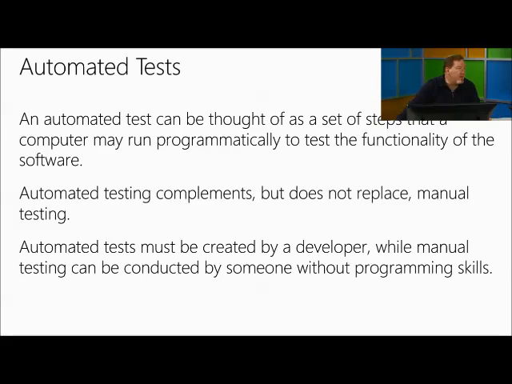So we've talked about automated tests before, Eric. It's really taking a set of steps that a tester can perform and doing them programmatically to test the functionality of the software. We know that automated testing definitely complements manual testing. It doesn't replace it, but it complements it. Automated tests need to be created by a developer, while manual testing can be conducted by someone without programming skills. Right, and when we say developer in this context, we're talking about the developers or the SDETs, the software development engineers in test. That's included in developer when we're talking about this.